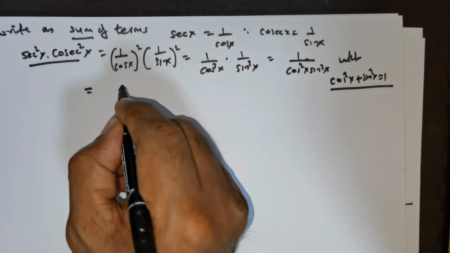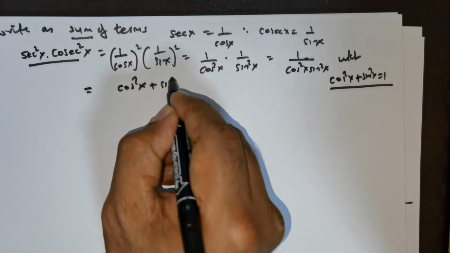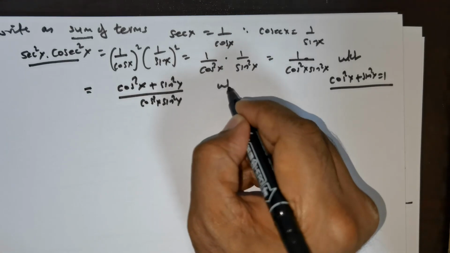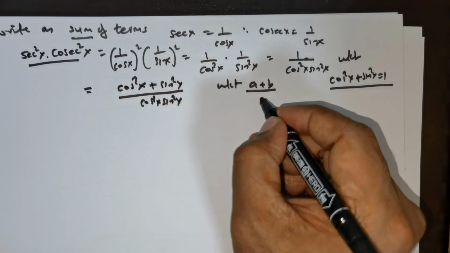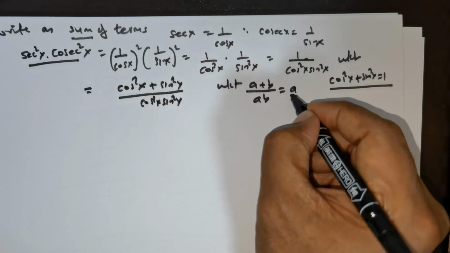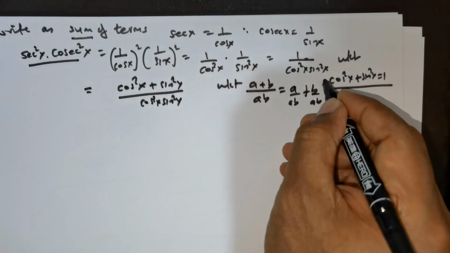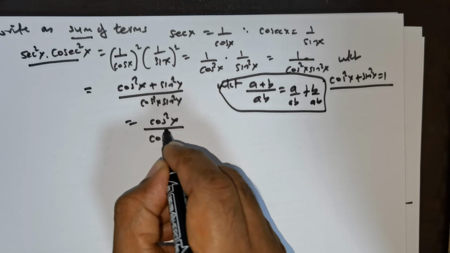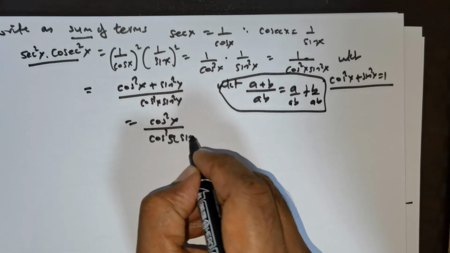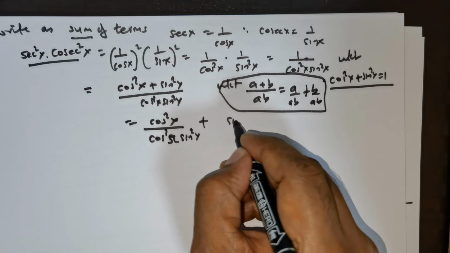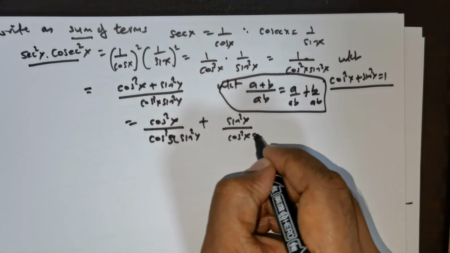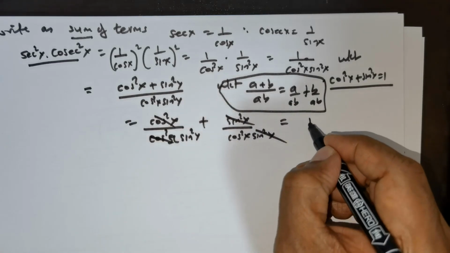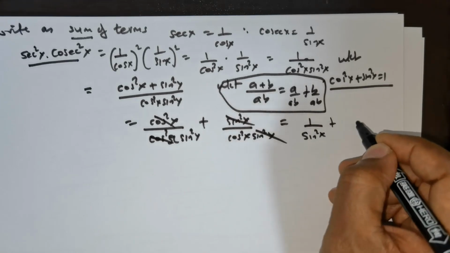So that is going to be cos squared x plus sin squared x divided by cos squared x times sin squared x. Now we also know that if you have a plus b over ab, I can write this as a over ab plus b over ab. So this is rewritten as cos squared x over cos squared x times sin squared x plus sin squared x over cos squared x times sin squared x. Sin squared x gets cancelled, cos squared x gets cancelled, giving me 1 over sin squared x positive 1 over cos squared x.